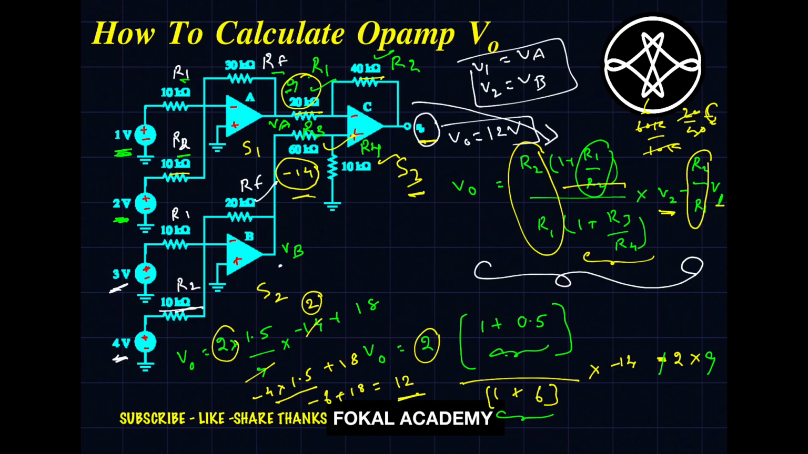So this is the output voltage for the given overall circuit, and this is the process of simplification for getting the output voltage.